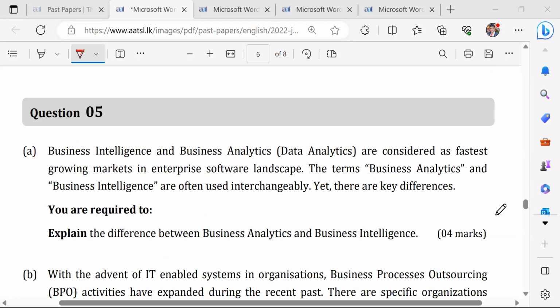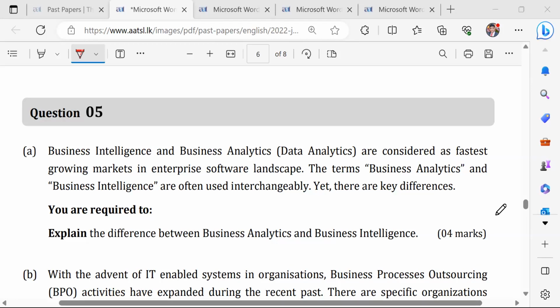Section: business intelligence and business analytics are considered the fastest growing markets in the enterprise software landscape. The terms business analytics and business intelligence are often used interchangeably, yet there are key differences. Even though at a glance you may say BI and BA are the same, they are different, right? Explain the difference between business analytics and business intelligence.